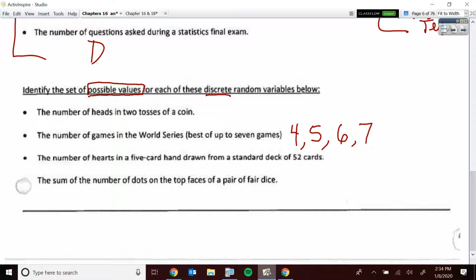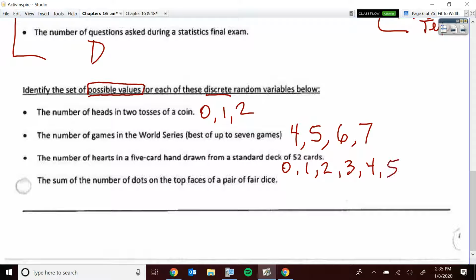Okay, I'm going to stop you there. How many heads can you have when you toss 2 coins? 0, 1, or 2. Good. How about having a 5-card hand? How many hearts could you have? 0 up to 5. Okay.